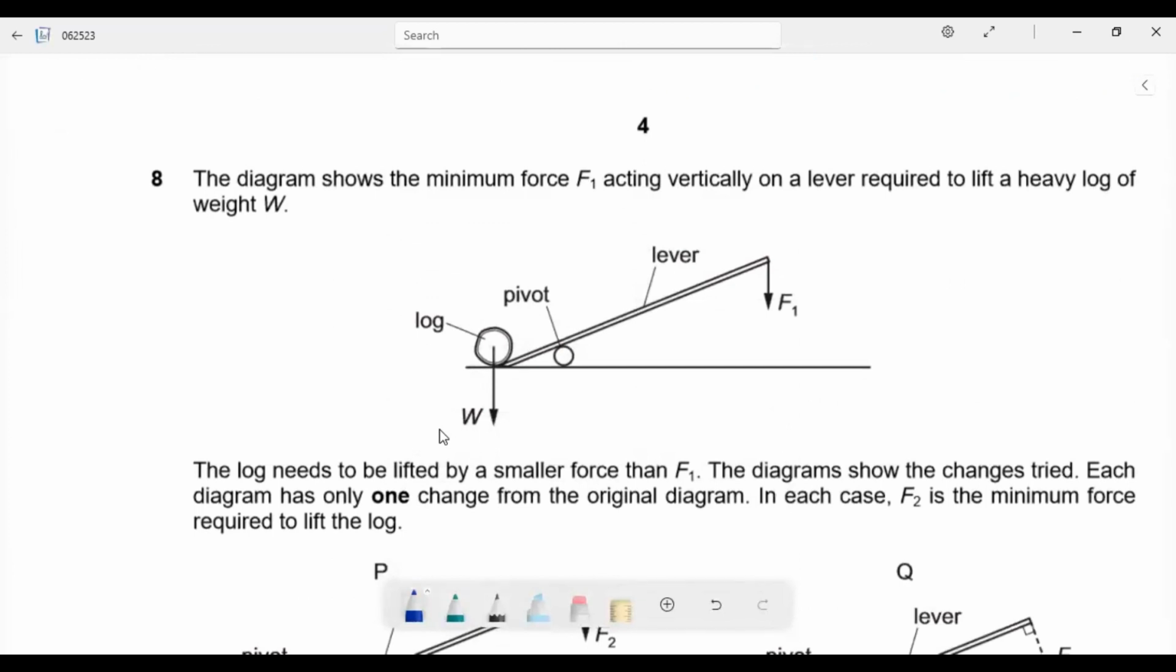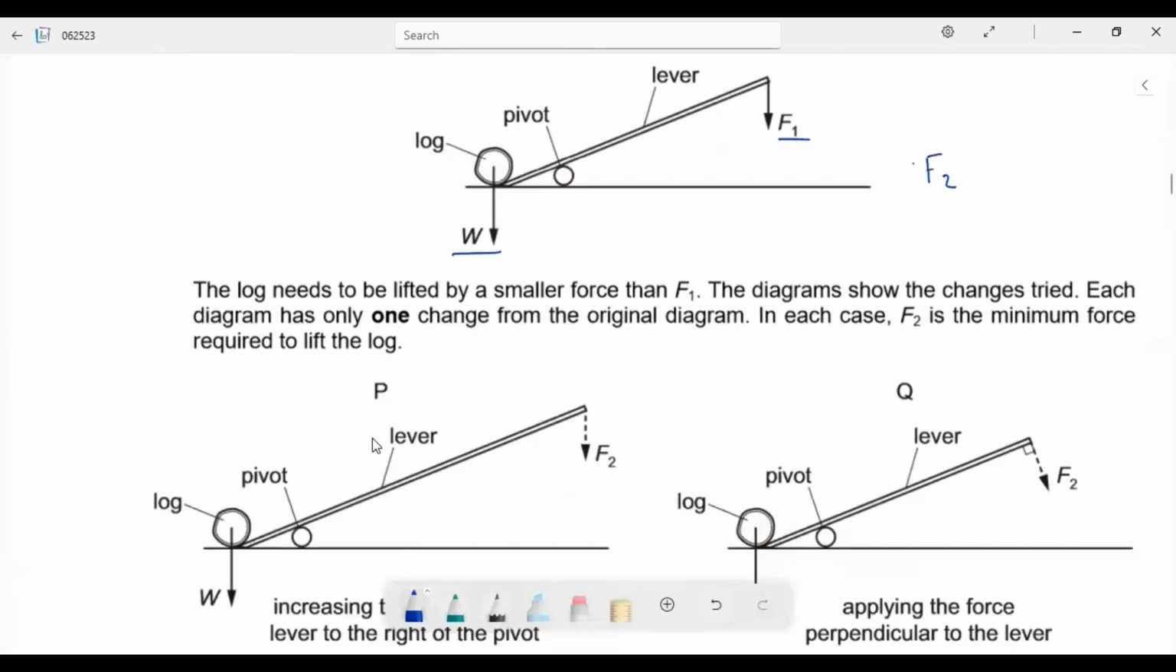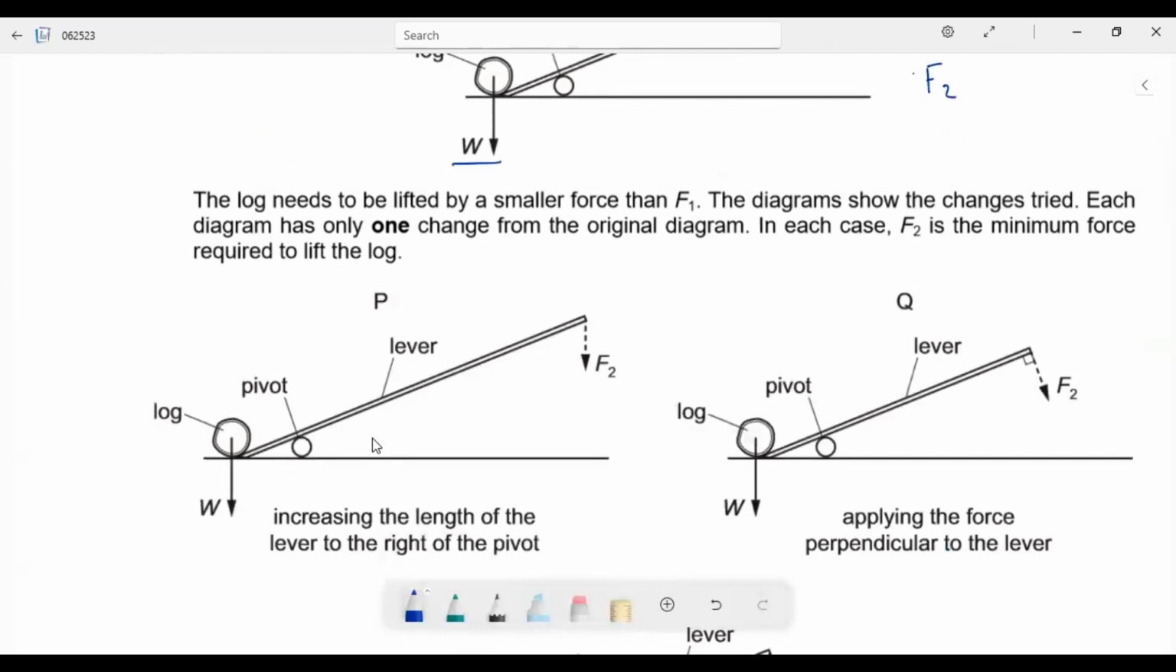The diagram shows the minimum force F1 acting vertically on a lever required to lift a heavy log of weight W. So this is your weight, this is the force F1. The log needs to be lifted by a smaller force than F1, so we need to reduce the force. It needs to be lifted by a smaller force F2, that should be less than F1. The diagram shows the changes tried. Each diagram has only one change from the original diagram. In each case, F2 is the minimum force required to lift the log.